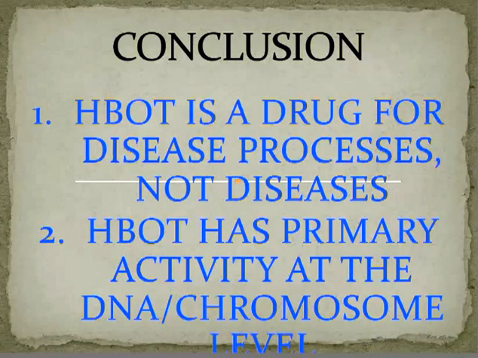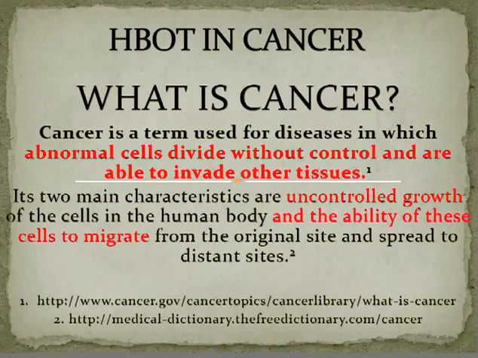All right, let's start with a seemingly simple thing, and that is cancer. These are a couple of definitions. A term used for disease in which abnormal cells divide without control and are able to invade other tissues. And then there's a little variation on it. Uncontrolled growth and the ability to migrate from the original site and spread to distant sites. So uncontrolled growth and invasion and migration.